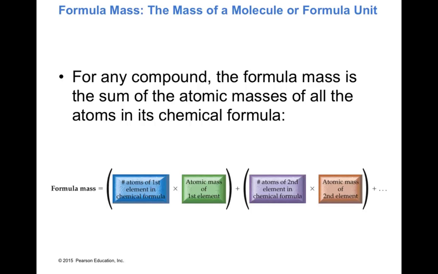So finally, we're going to talk about the formula mass. The formula mass is basically the sum of the atomic masses of all the atoms in its chemical formula. So we have the number of atoms of the first element in the chemical formula times the atomic mass of that first element. Then we add the product of the number of atoms of the second element times the atomic mass of that second element. And we add all the ones that are necessary depending on each compound.